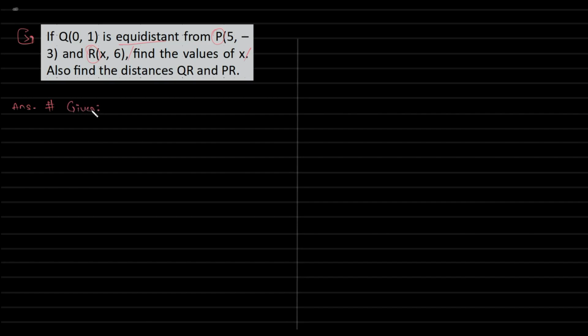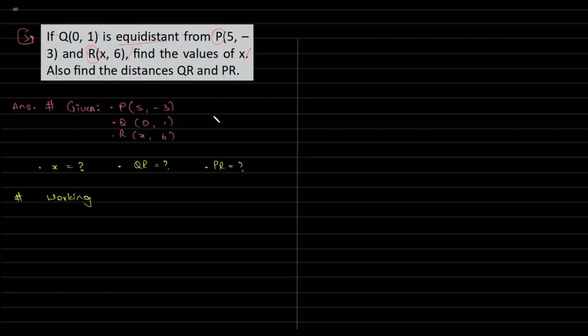So we have given point P equal to (5, -3). Point Q is (0, 1), and point R is (x, 6). I wrote in this order because Q is equidistant from these two, so it will be easy for us to think. If not, it'll get cumbersome. So we have to find x. We have to find QR and PR, both. And now we'll start with our working.